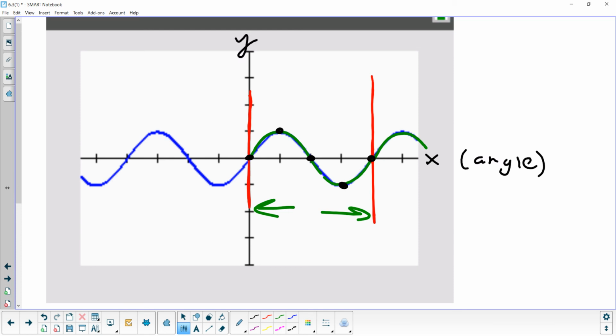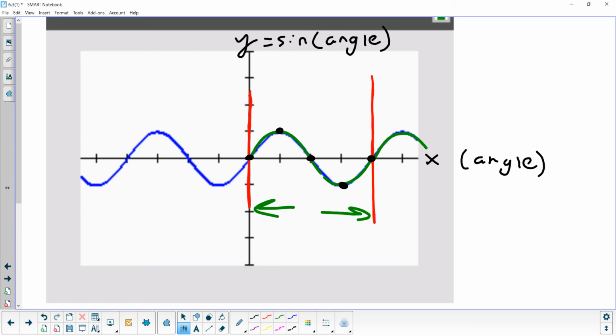That's the y-axis, and in this case, the y-axis represents the sine of the x value, or the sine of the angle. So the x-axis is an angle, and the y-axis is the sine of that angle. It could also be the cosine, but this one is specifically sine.